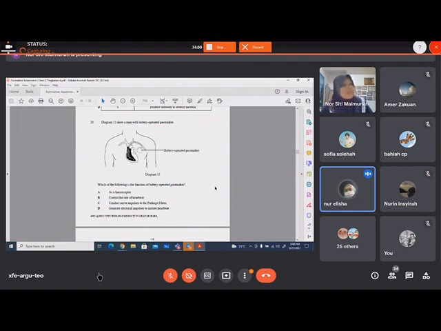Yes, teacher. 20. Diagram 12 shows a man with a battery-operated pacemaker. Which of the following is the function of the battery-operated pacemaker? So the answer is B, generate electrical impulse to initiate heartbeat. Yes, correct. So the battery-operated pacemaker is an artificial pacemaker.